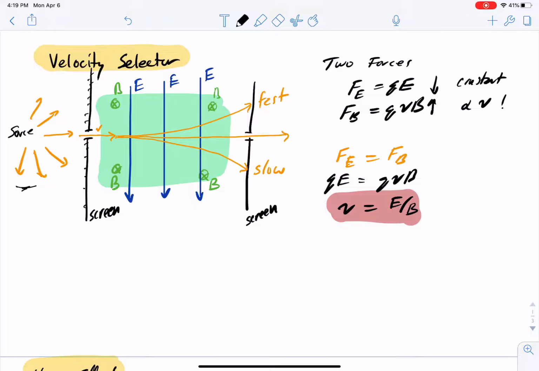You can easily just dial in whatever speed you want, and you know that the velocity here has to be E over B. So the ones that come out of this box have a well-defined velocity. It's a very simple, elegant method of getting any velocity particle that you want. Of course, they have to exist in the first place over here, but you screened all particles that don't have that velocity. That's why it's called a selector.